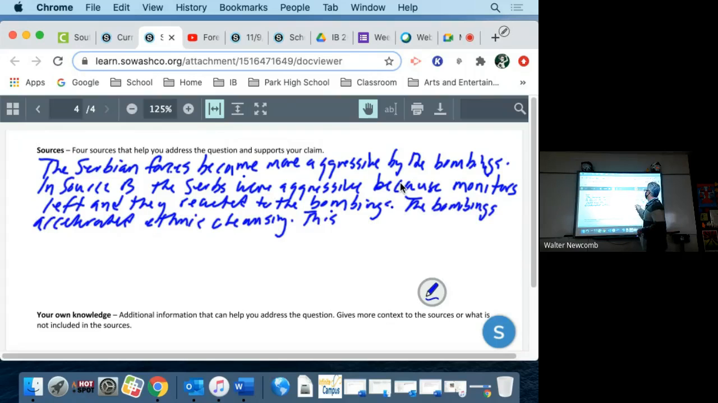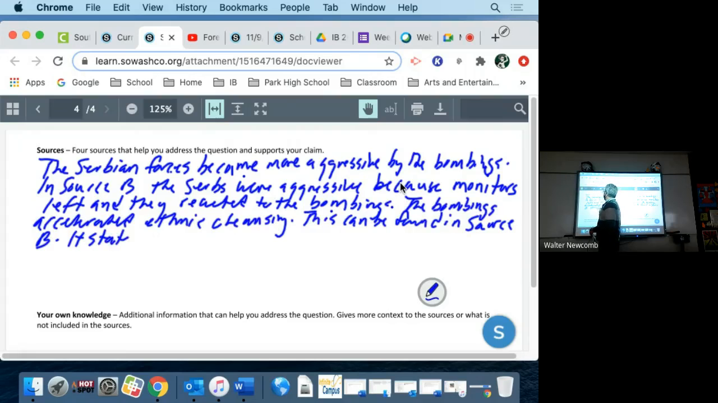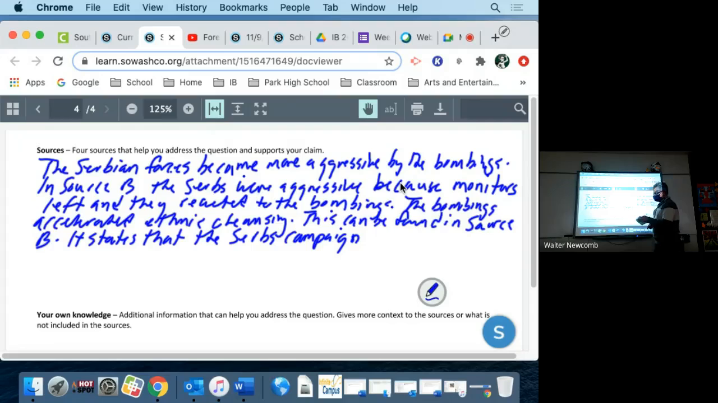This can be found in source B. It states that the Serbs' campaign was to kill or expel or drive Albanians out. We want to specifically pull out some words here.